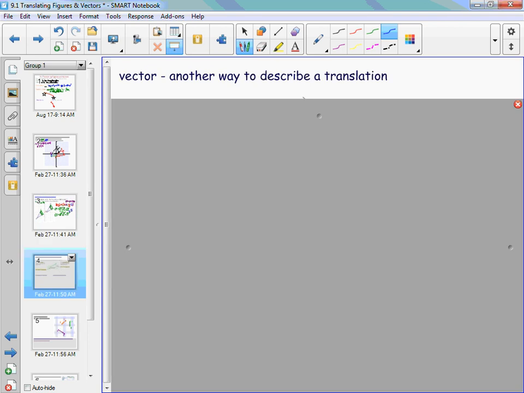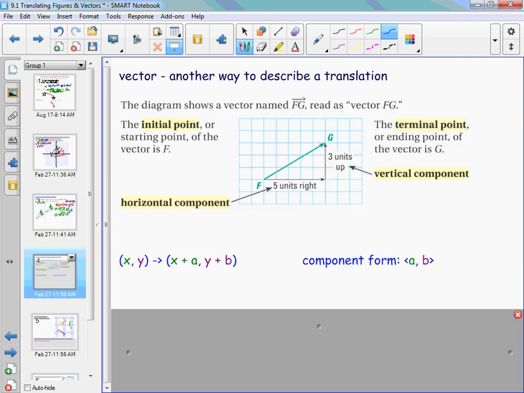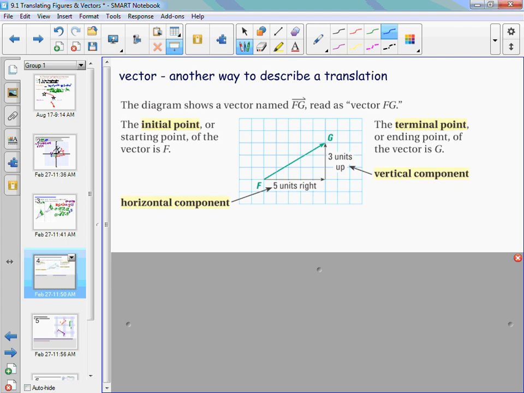Vectors. Vectors are another way of naming or describing a translation. The big thing with a vector, you start here at what's called the initial point, and your vector goes to your ending point, in this case, G. When naming it, same thing, you start at the initial point, you go to the end point, and we notice that the notation is a one-tailed arrow. So it looks like a ray notation, except the tail only goes on one side, typically the top.